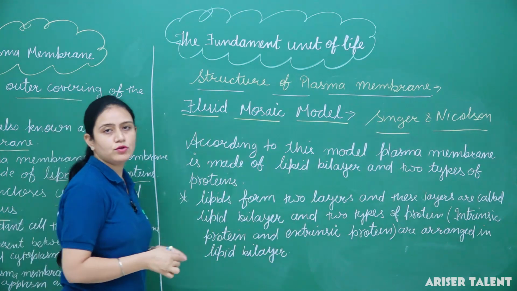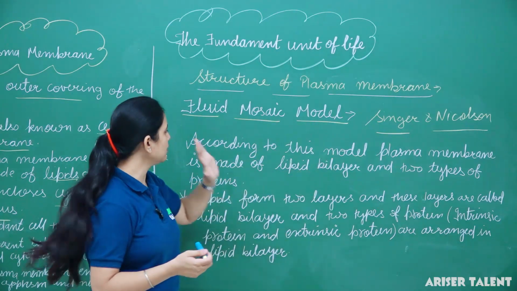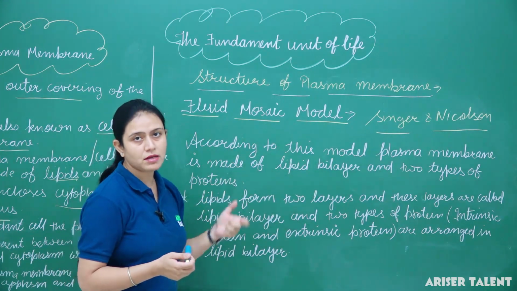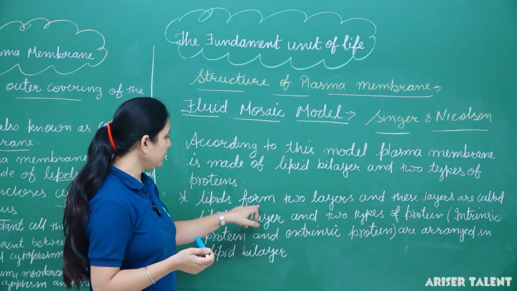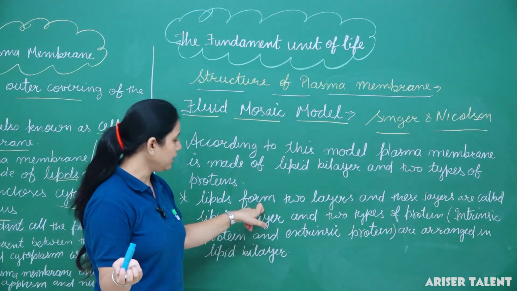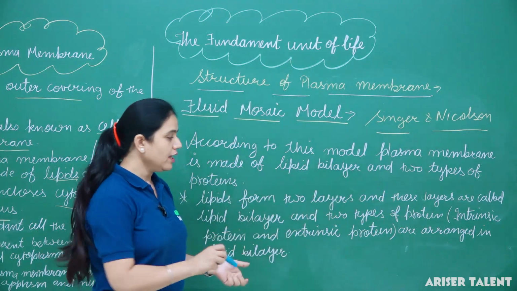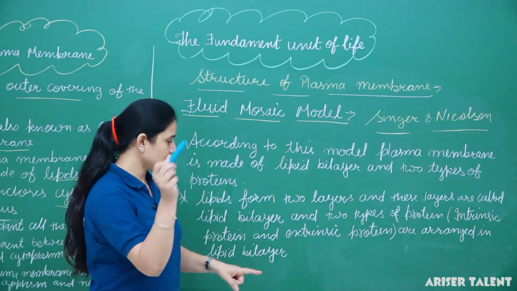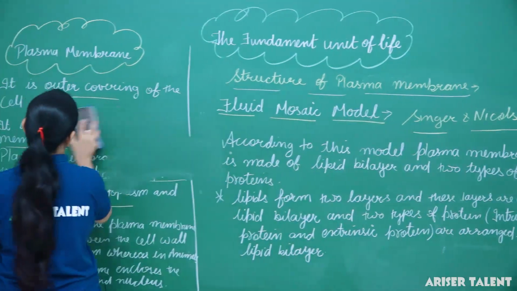Okay, so what is fluid mosaic model? According to this model, first of all, it was given by Singer and Nicholson. According to this model, plasma membrane is made up of lipid bilayer and two types of proteins, and lipids form two layers and these layers are called lipid bilayer. Two types of protein like intrinsic protein and extrinsic protein are arranged in the lipid bilayer. Okay, so here we go with the structure.